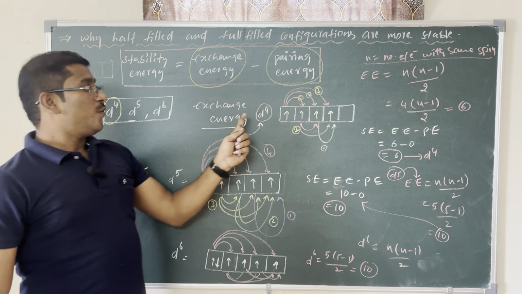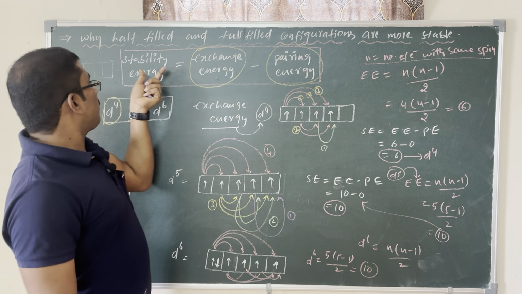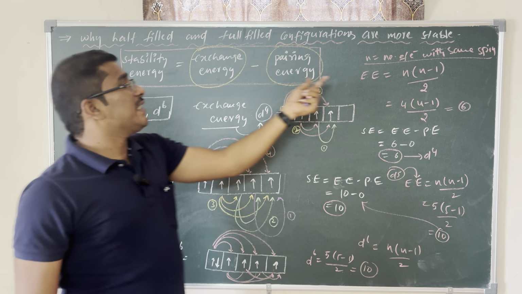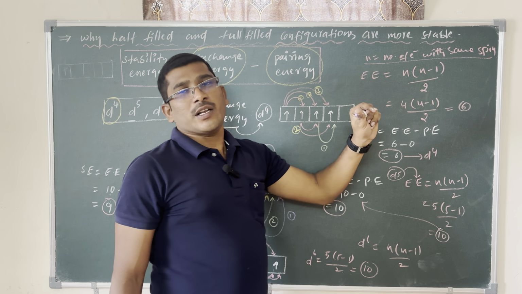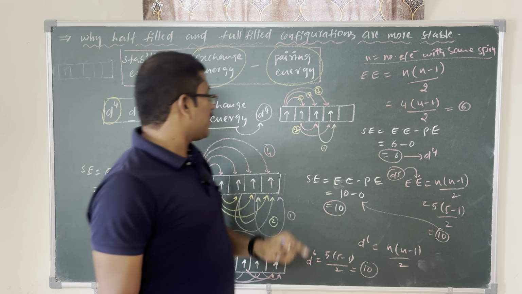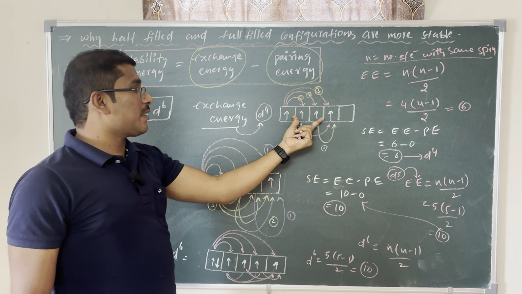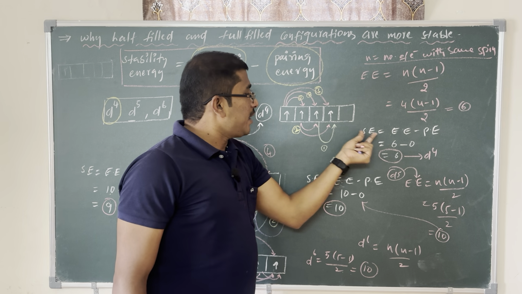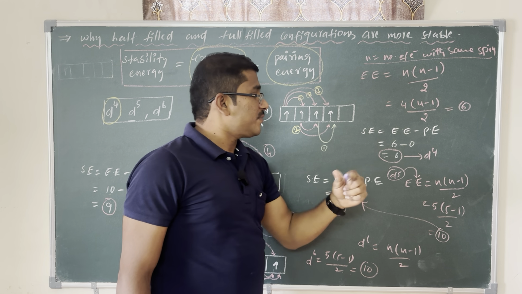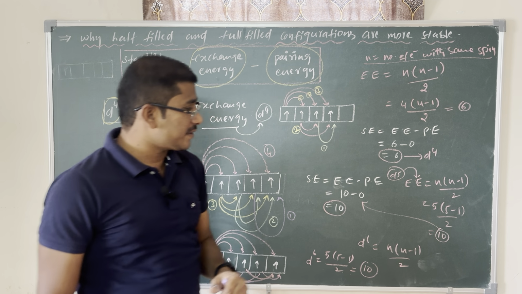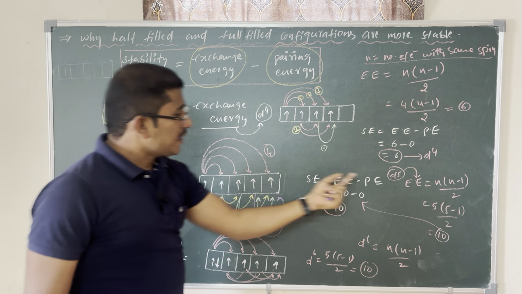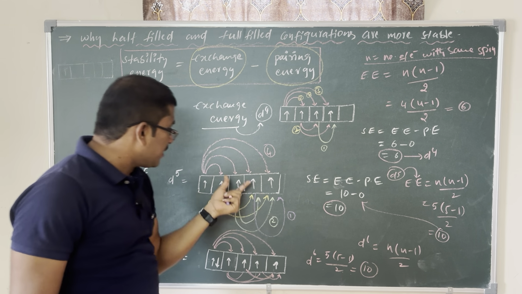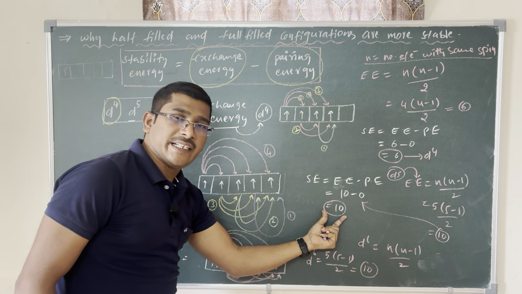Just listen carefully. For D4 configuration, total stability energy depends on exchange energy and pairing energy. How to calculate exchange energy? N into n minus 1 by 2 formula. What is n? Number of same spin electrons. For D4 configuration, 4 same spin electrons are there. If you calculate exchange energy for D4 configuration, we are getting 6. Stability energy is exchange energy minus pairing energy, so total 6 for D4 configuration. For D5 configuration, exchange energy is 10, pairing energy is 0, so total again we are getting 10.